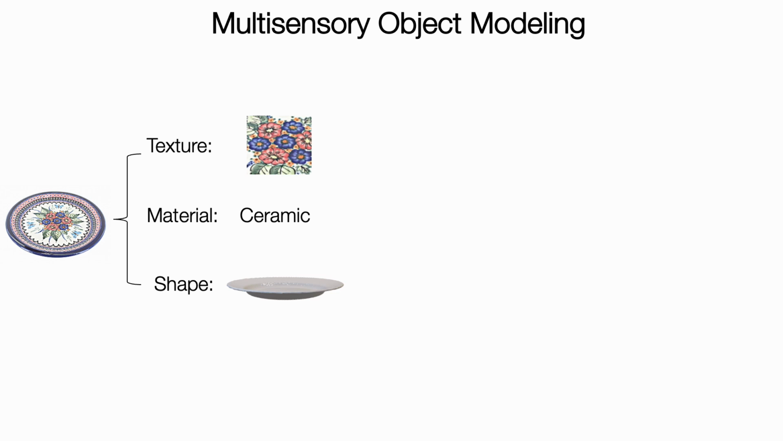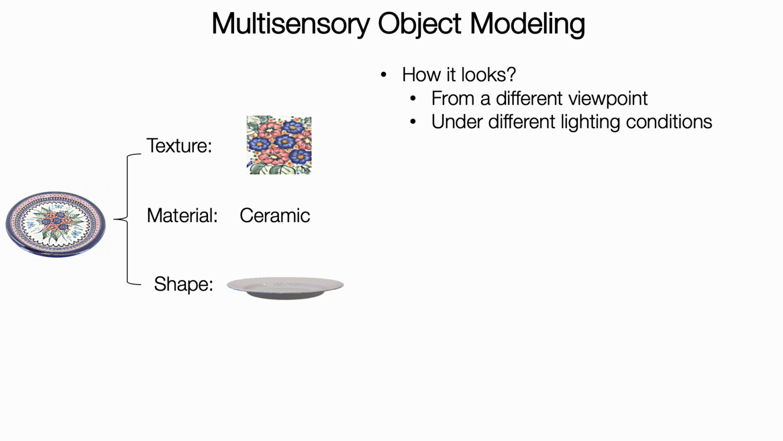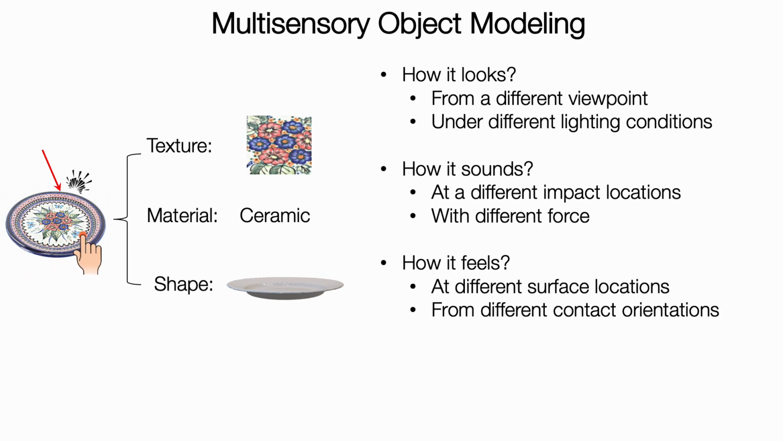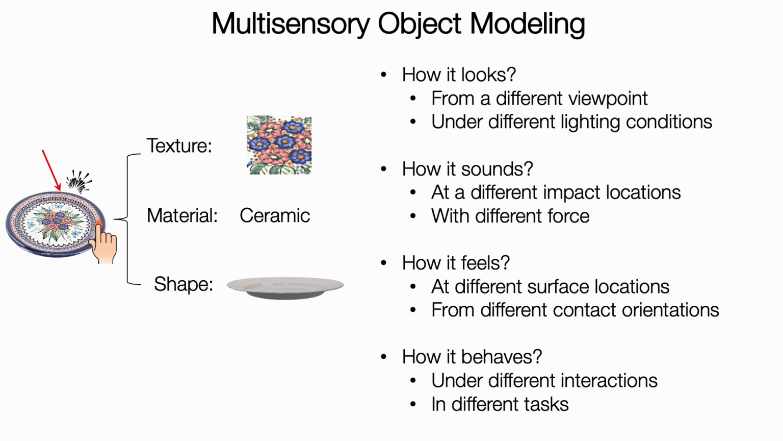When we see an object like this, we want to model multiple aspects of it. Maybe how it looks from a different viewpoint under different lighting conditions, how it sounds at a different impact location with different force, and how it feels, maybe at different surface locations from different contact orientations, and maybe how it behaves under different interactions in different tasks. It's clearly important to completely model an object in a multisensory way.